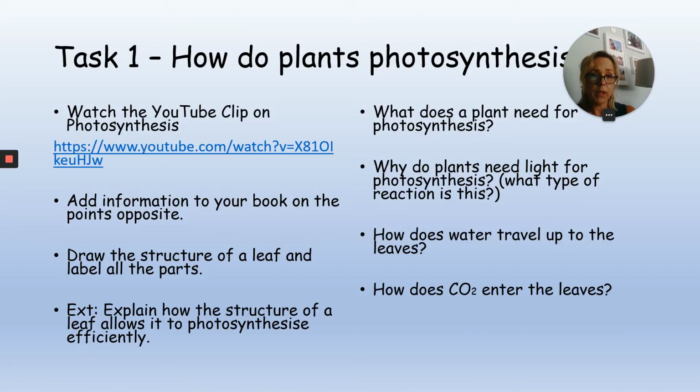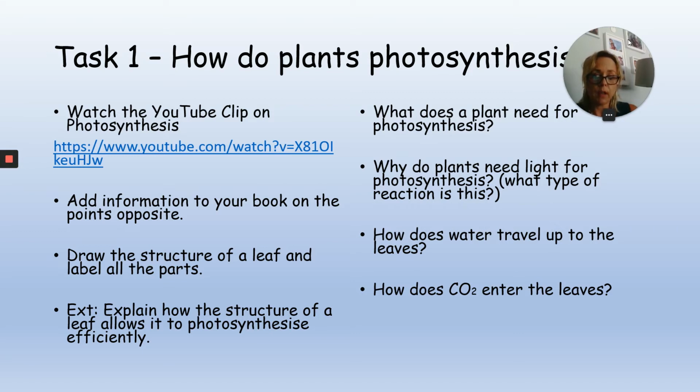So if we look here at the first page in this presentation, this is going to be your first task. In Google Classroom, or you can follow the link from the presentation. If you pause it here, you'll be able to type it into your browser, but it's probably easier just to follow it on the Google Classroom. Please watch the clip on photosynthesis. This is GCSE level and it'll give you lots of information that is appropriate for your studies next year.